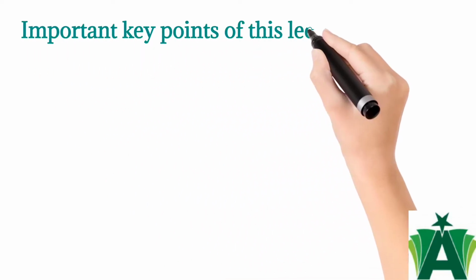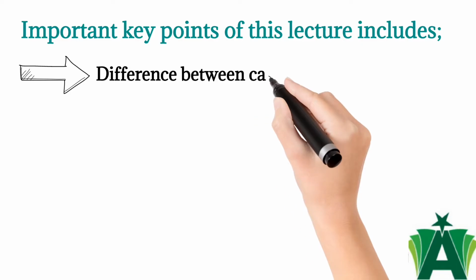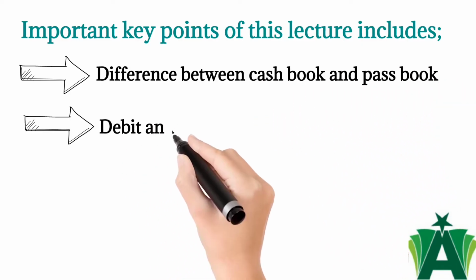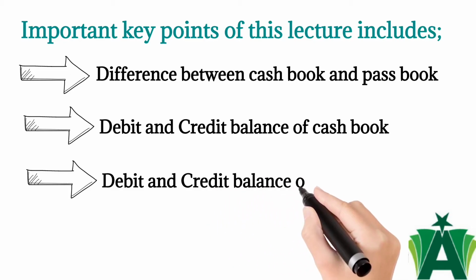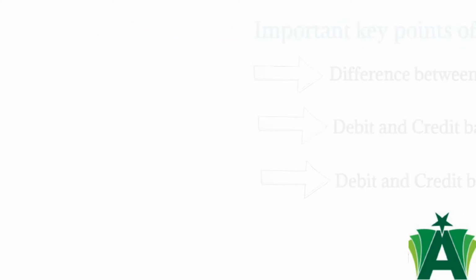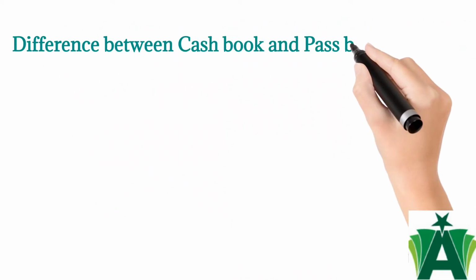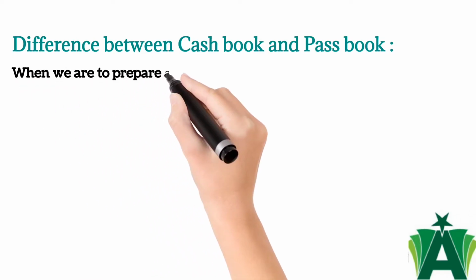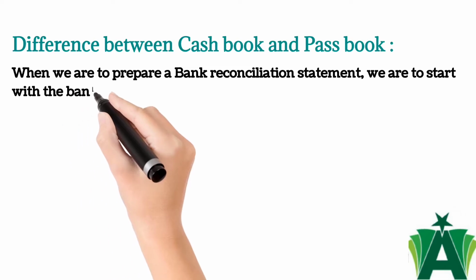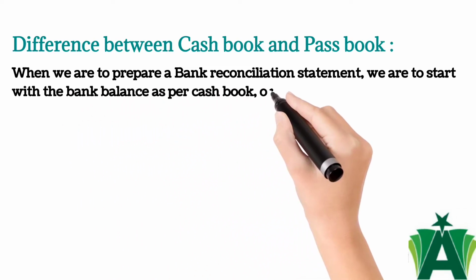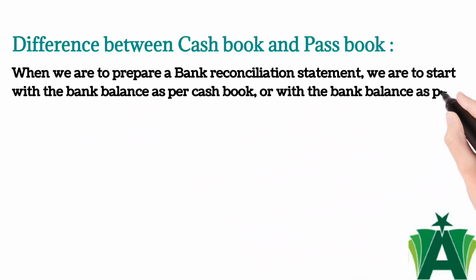Important key points of this lecture include the difference between cash book and passbook, debit and credit balance of cash book, and debit and credit balance of passbook. When we prepare a bank reconciliation statement, we start with the bank balance as per cash book, or with the bank balance as per passbook.